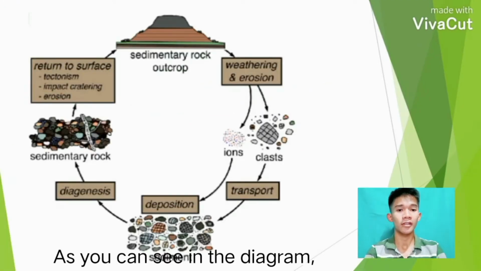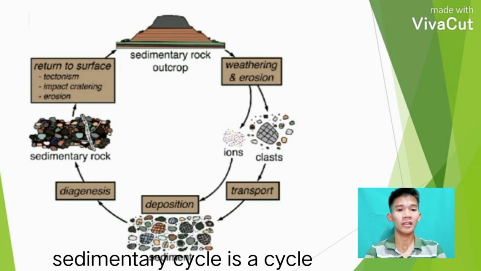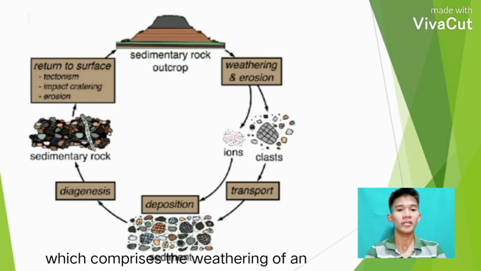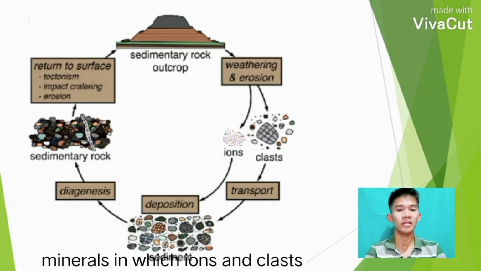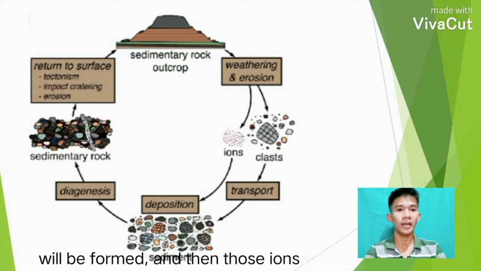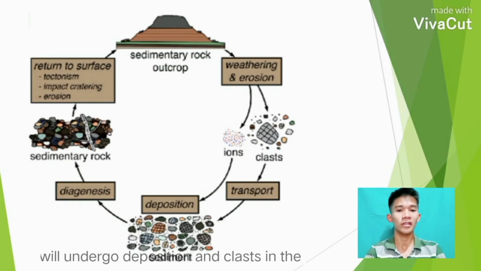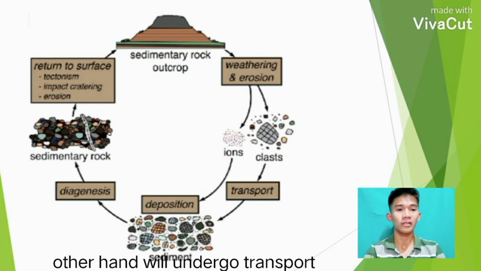Sedimentary cycle. As you can see in the diagram, the sedimentary cycle comprises the weathering of an existing rock followed by the erosion of minerals in which ions and glass will be formed. And then those ions will undergo deposition and glass, on the other hand, will undergo transport.